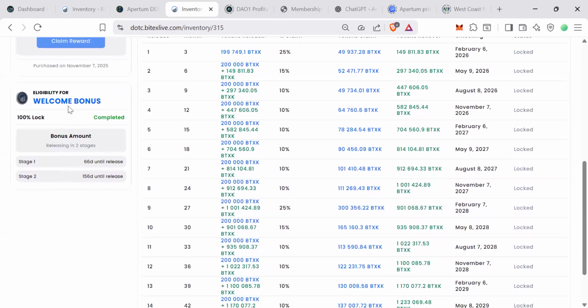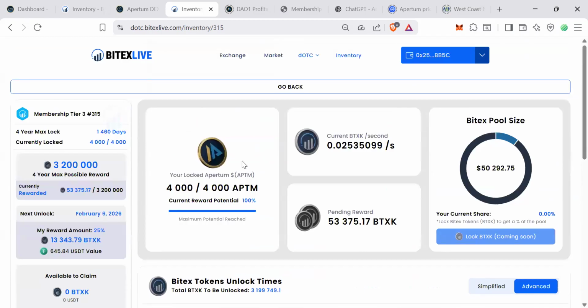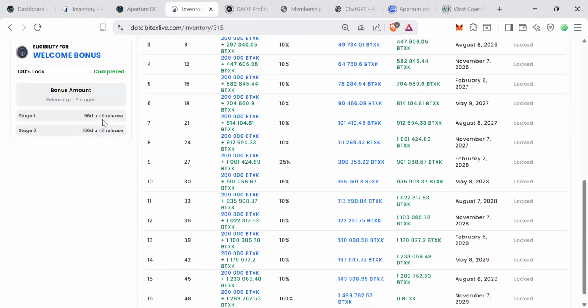But here you can see, remember I told you about the welcome bonus? If you lock up the full amount, you're going to get a bonus paid out in 2 stages. In stage 1, which in my case is 66 days from now, this will release 50% of the value of this bot. Now, this bot is $2,000. This is what it cost me. This is a tier 3. So in 66 days, it's going to pay out $1,000 to me in Bitx tokens.